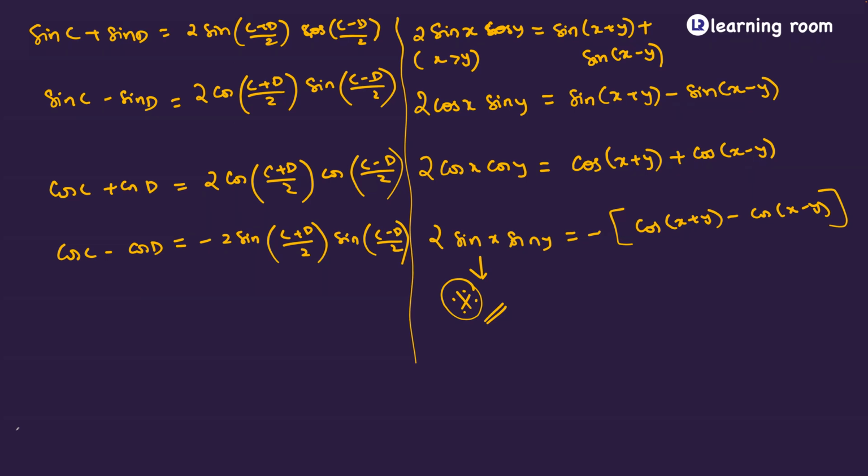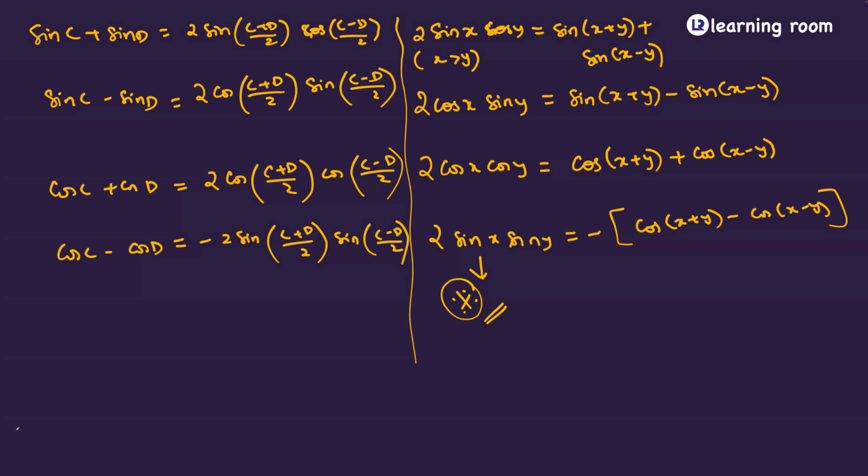Similarly, there is a third pattern, which is cos into cos. If I have cos into cos, I will write it as cos of x plus y plus cos of x minus y. And the fourth pattern is sine into sine. When I have sine into sine, that is the only place where you will have a minus, because that is how the derivation is. Are you able to understand what I'm saying?